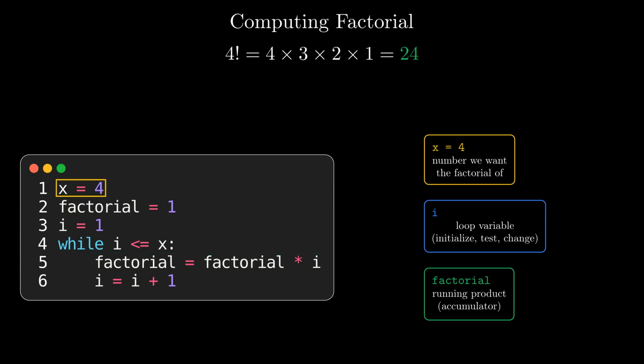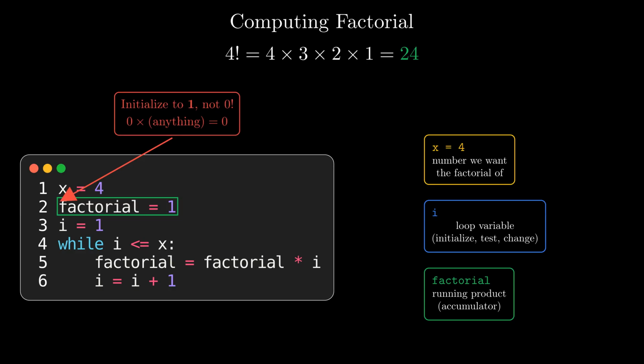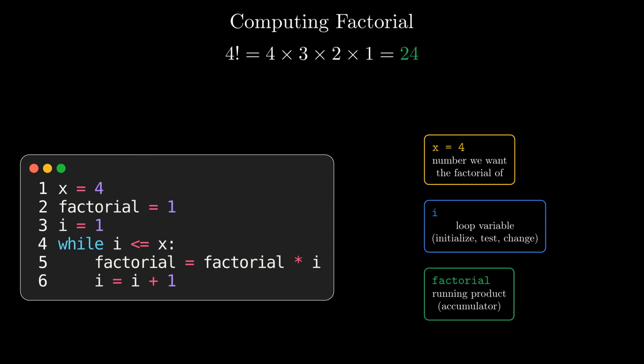We initialize x to 4, the number whose factorial we want. We set factorial to 1, not 0. Starting at 0 would make every multiplication produce 0. We set i to 1. The while condition checks whether i is less than or equal to x. Inside the body, factorial is set to factorial times i, and then i is set to i plus 1.